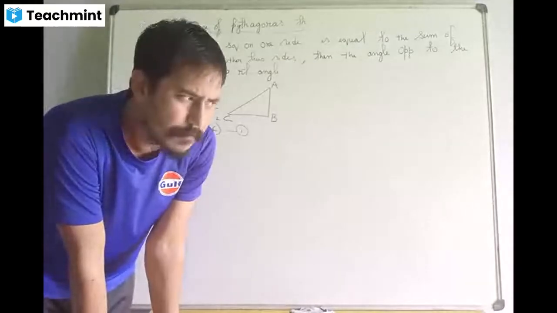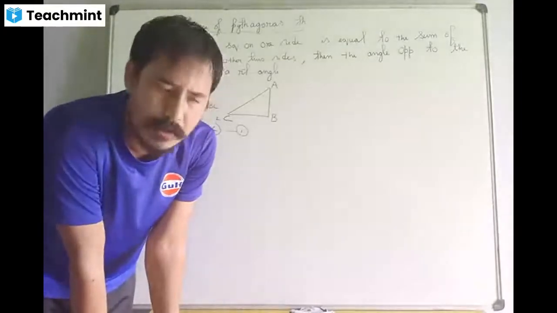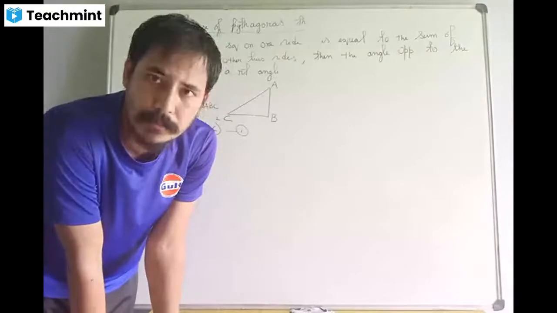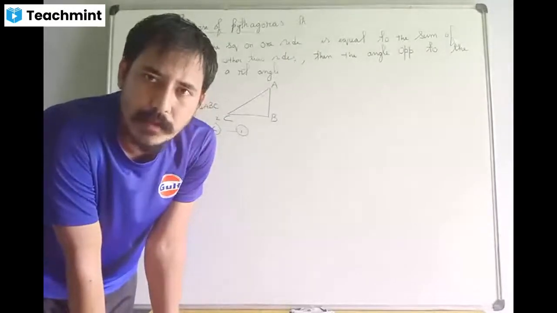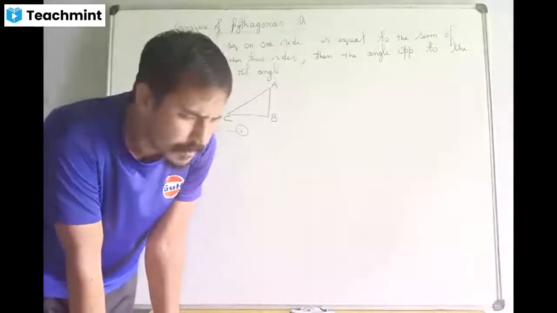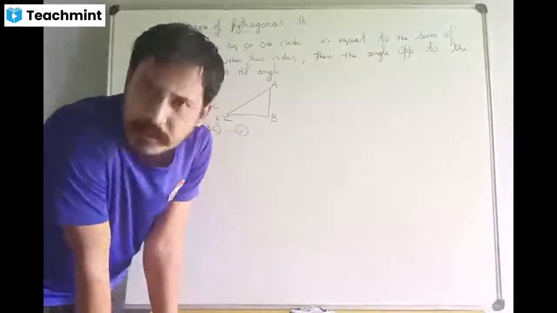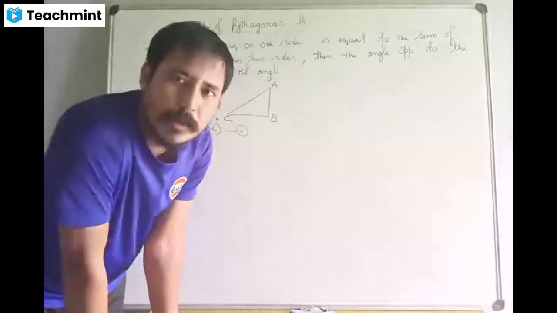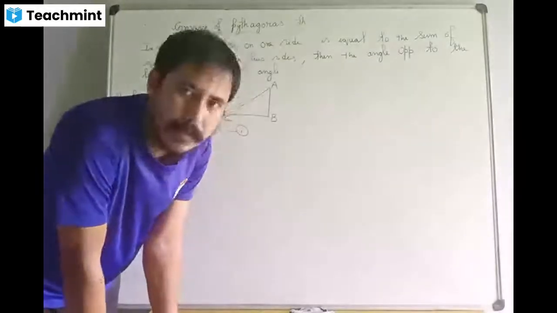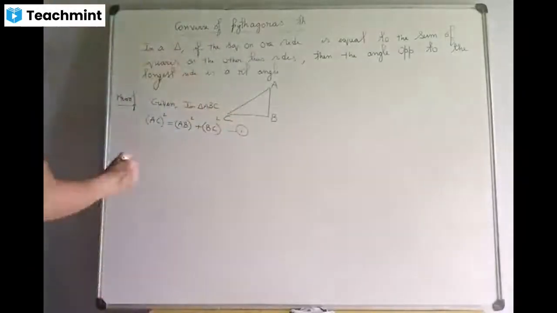Now, since this information is not enough, I have to do some additional thing. If you introduce any new things in this theorem, then that is going to be your construction. Construction means you write something or you draw something extra apart from what is given. All right? So let us do some construction here.